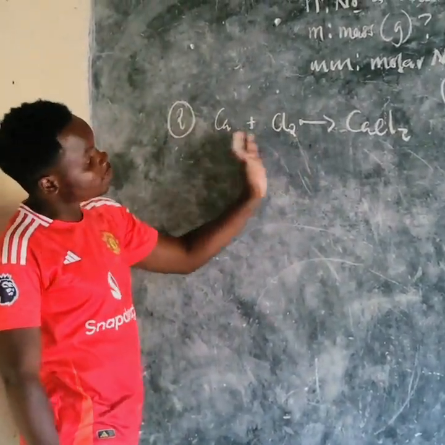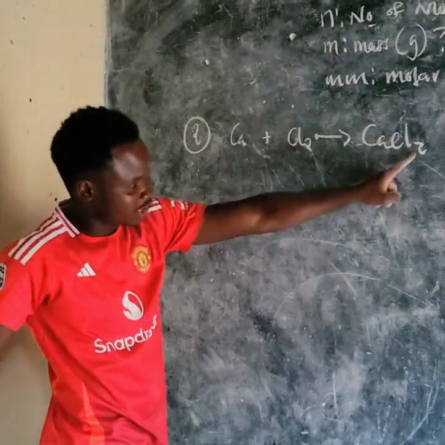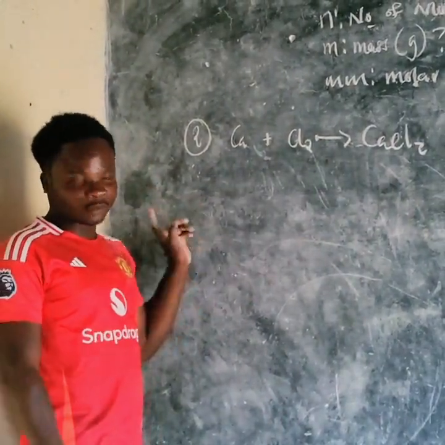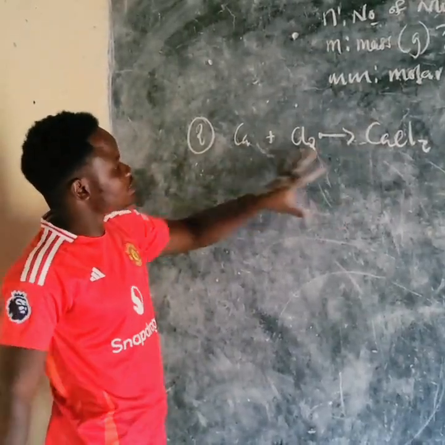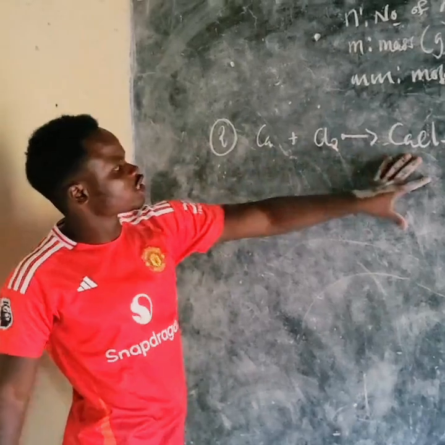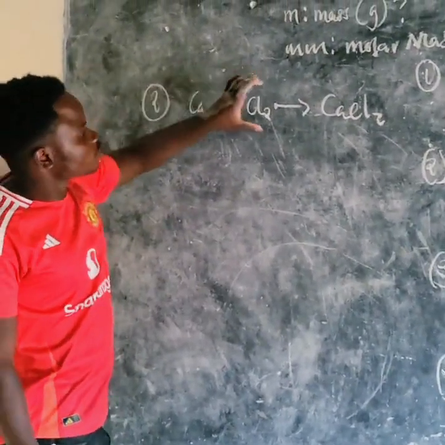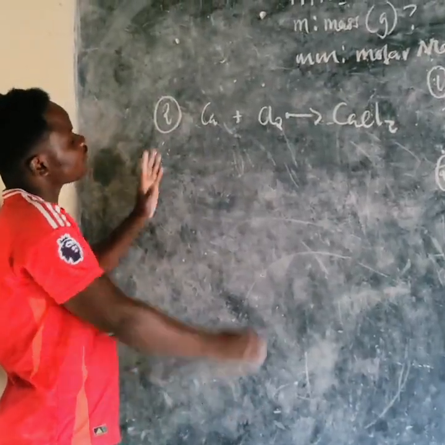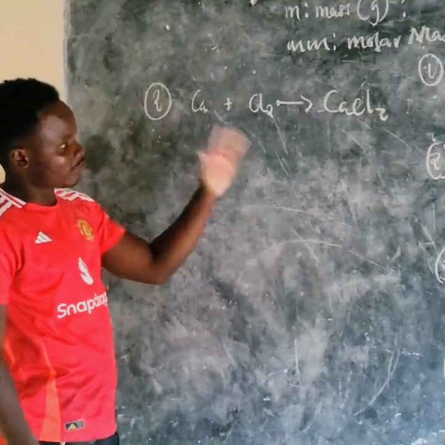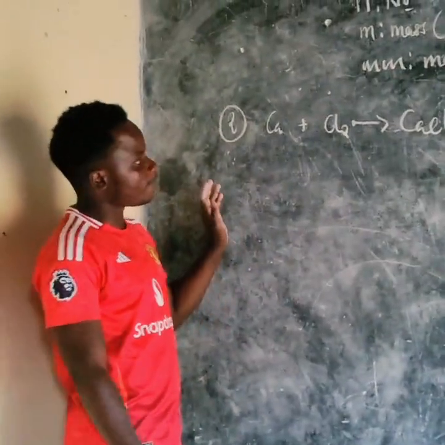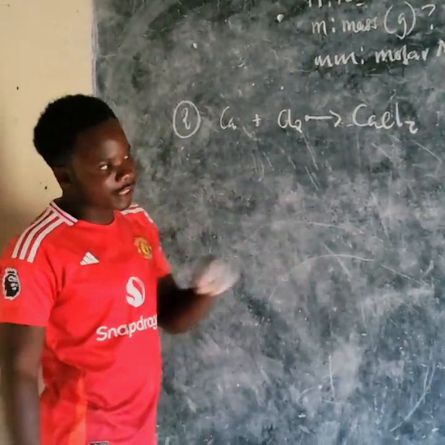Now we have to balance this. We have one calcium on the left and one calcium on the right. We have two chlorine on the left and two chlorine on the right. So we have to make sure that the left hand side and the right hand side are balanced, according to the law of conservation of matter. Since we've written the equation, let us now read the question again.